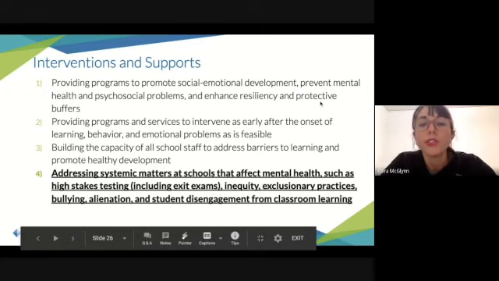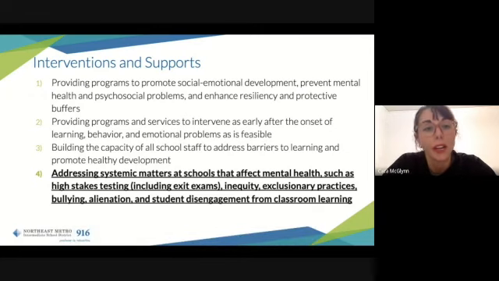When we're thinking about interventions and supports, they really fall into these four big categories. Again, I'm not going to read it to you, but I definitely want to highlight the last bullet point, especially in our current cultural context around COVID-19 and the racial violence that's happening in our country, but has really been happening for over 400 years, right? It's just really being brought into sharp light because of the news media. It is imperative as an intervention and support for all kids that we are addressing systemic matters at school that affect mental health. And that includes inequity, exclusionary practices, alienation, and blatant racism.